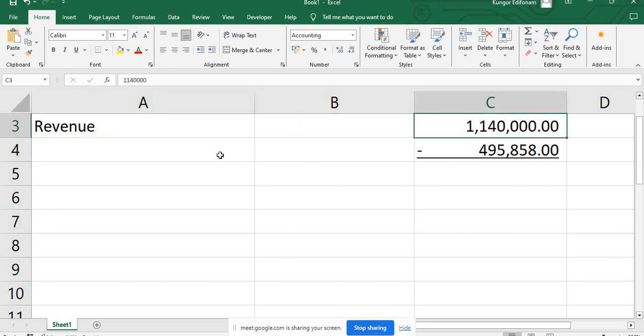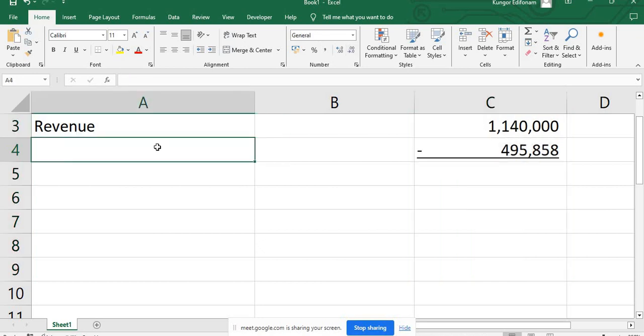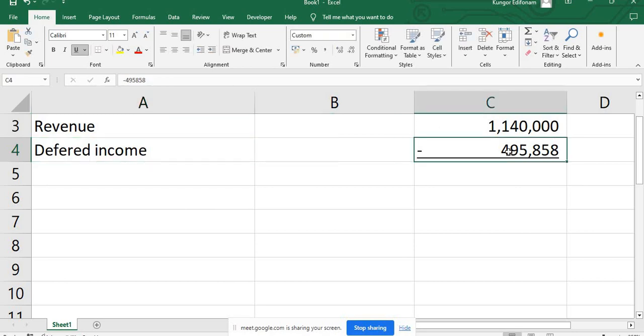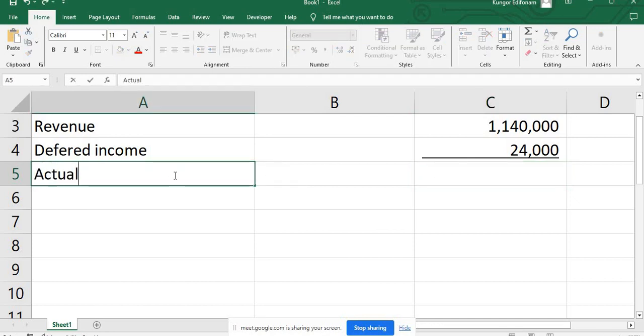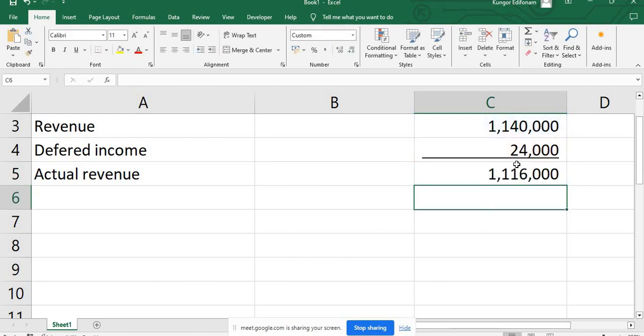So we have this, and then the deferred. So we term it as deferred income, an income which is deferred. So deferred income of 24,000. So the actual revenue is going to be this minus this, which will give us the actual revenue. So this will be the revenue which we are going to recognize.